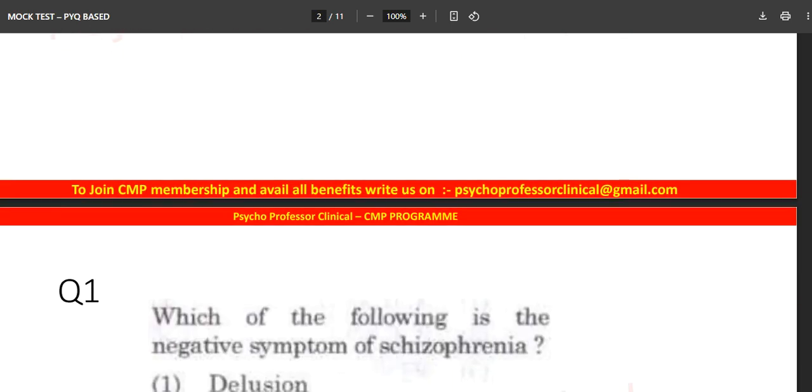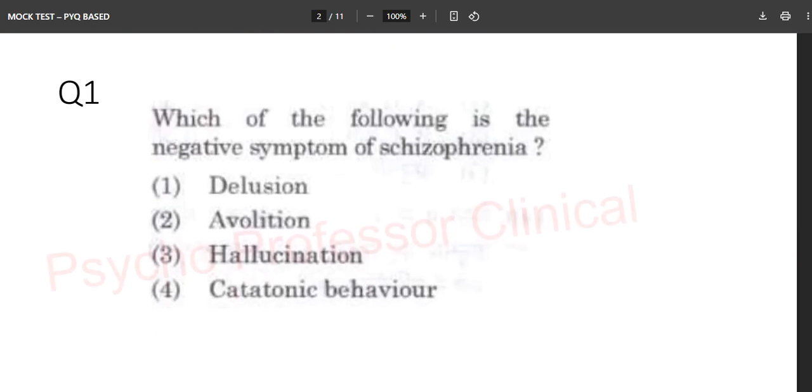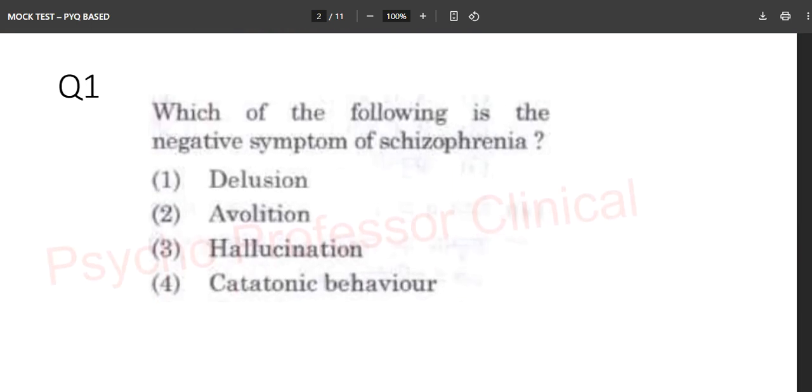First of all, as you can see, question number 1 says: which of the following is the negative symptom of schizophrenia? Okay, so negative symptom of schizophrenia, what is that one?